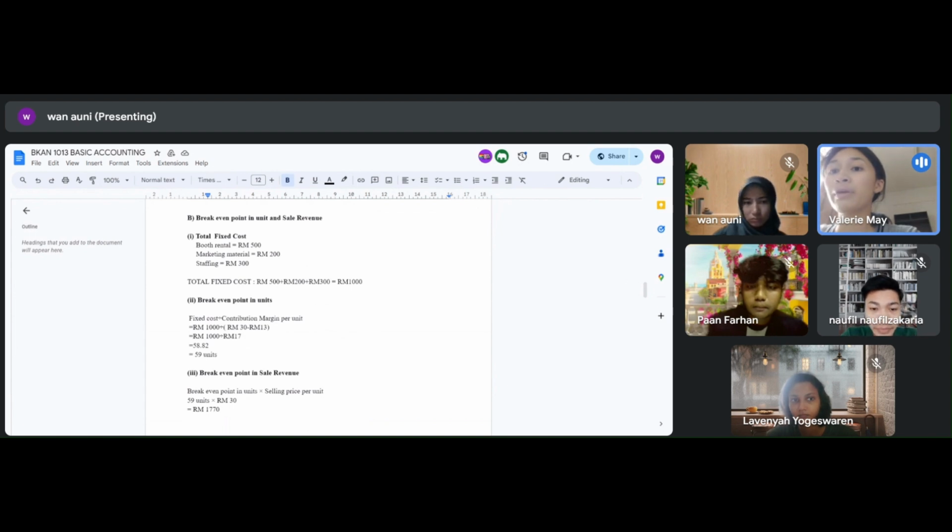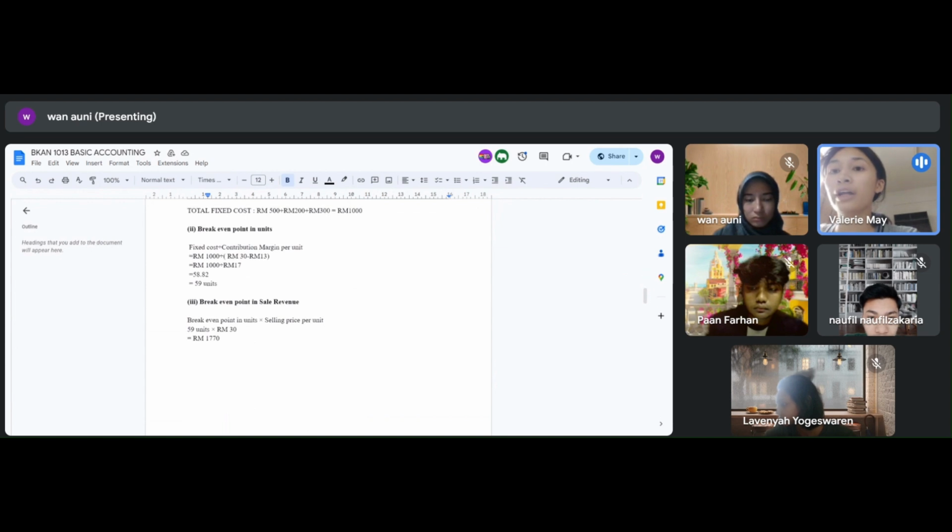The third one is the break-even point in sales revenue. I will calculate it with the break-even point in units, multiplied by the selling price per unit. So it will be 1,000 ringgit and 770 ringgit.